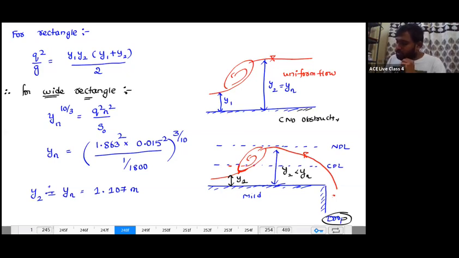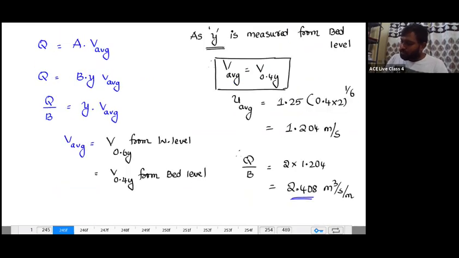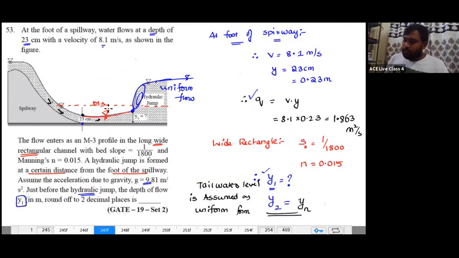Equating given is equal to T2 and solving? No, it won't be coming. We consider the frictional losses in case of GVF, so we cannot equate the energy. So in the case of the GVF, we have considered the frictional losses, right? This M3 is GVF. So when we consider the frictional losses, you cannot equate E1 is equal to E2. You cannot equate E1 is equal to E2. So that's the reason why it won't come.